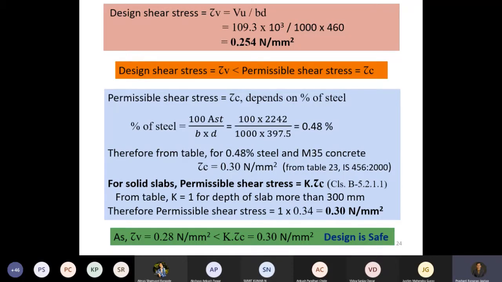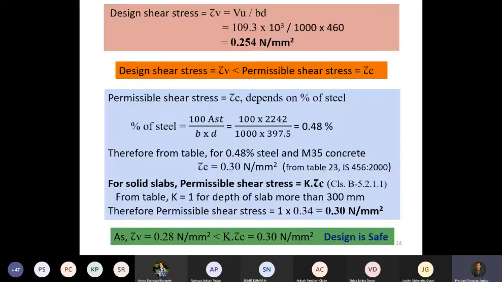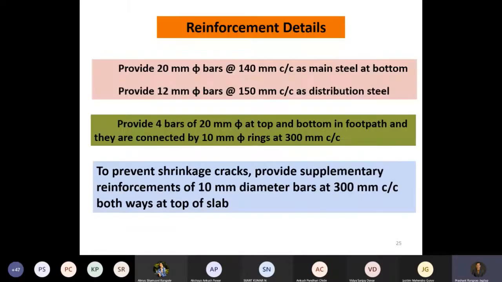And from this, for solid slabs, permissible shear stress is given as K times tau C. See here in this table, as per clause 5.2.1.1 of IS 456-2000, for solid slabs, the permissible shear stress in concrete shall be K times tau C, where K has the value given below. For overall depth of the slab 300 or more, 275, 250 like this. So our depth is 500 mm, so we have to take K as 1. Tau C becomes K times tau C, K into 0.30, that is 0.30 newton per mm square. So tau V, 0.254, is less than K times tau C, so therefore the design is safe.